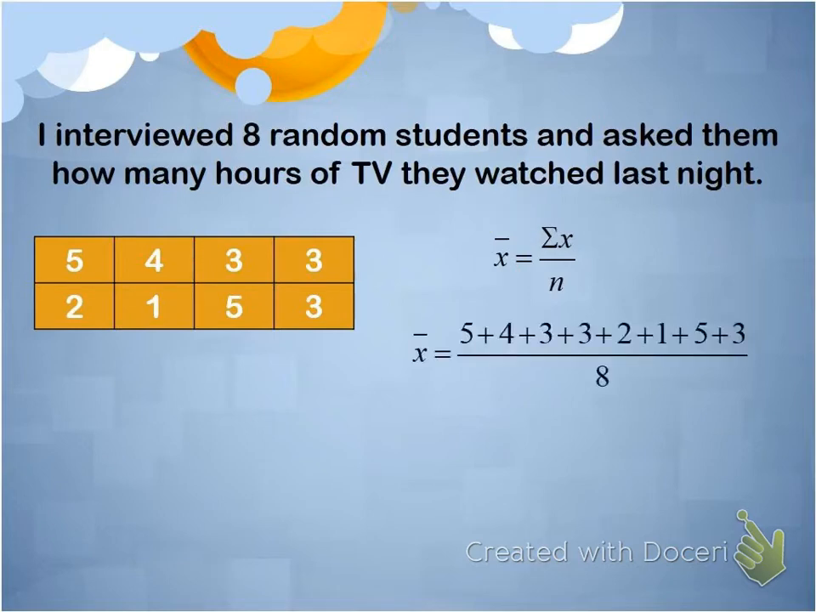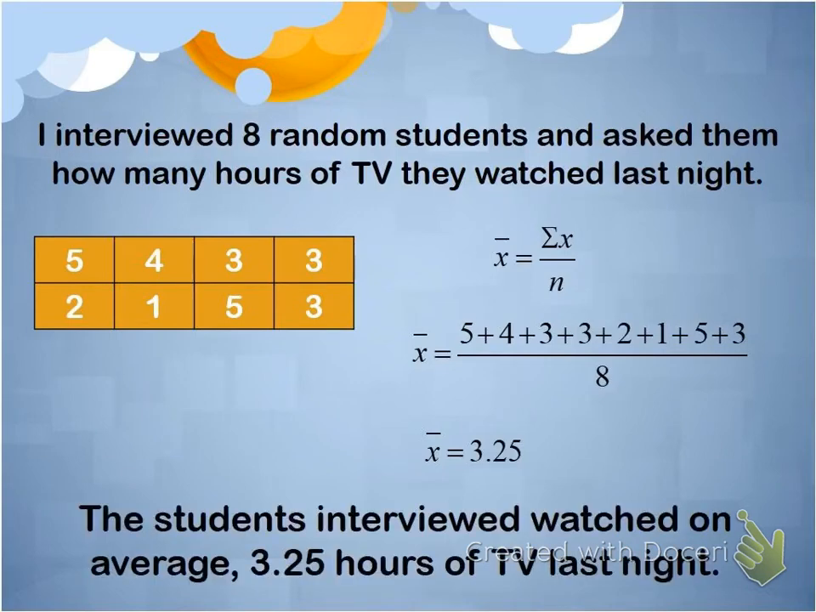All we have to do is add up the number of hours that were watched, 5, 4, 3, 3, 2, 1, 5, and 3, and then divide by 8, because that's how many data pieces we have. And that'll get us 3.25, right? So that means that on average, the students interviewed watched 3.25 or 3 hours and 15 minutes of TV last night, okay? That's kind of what a mean tells you.